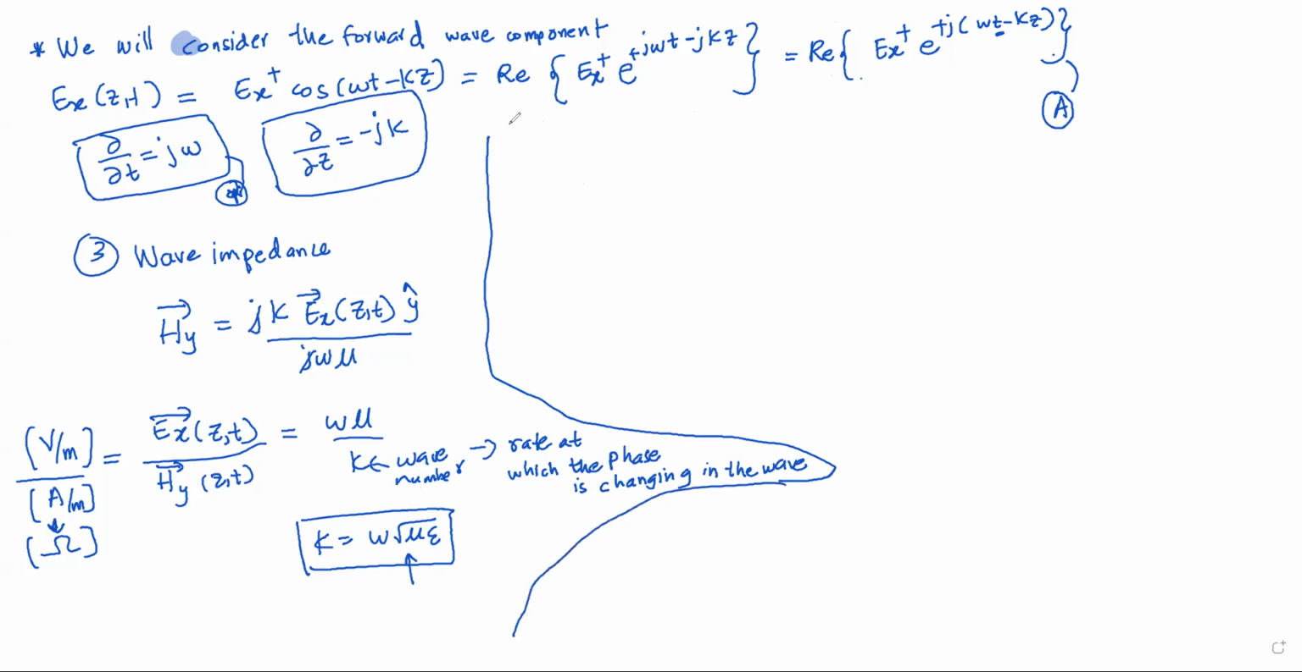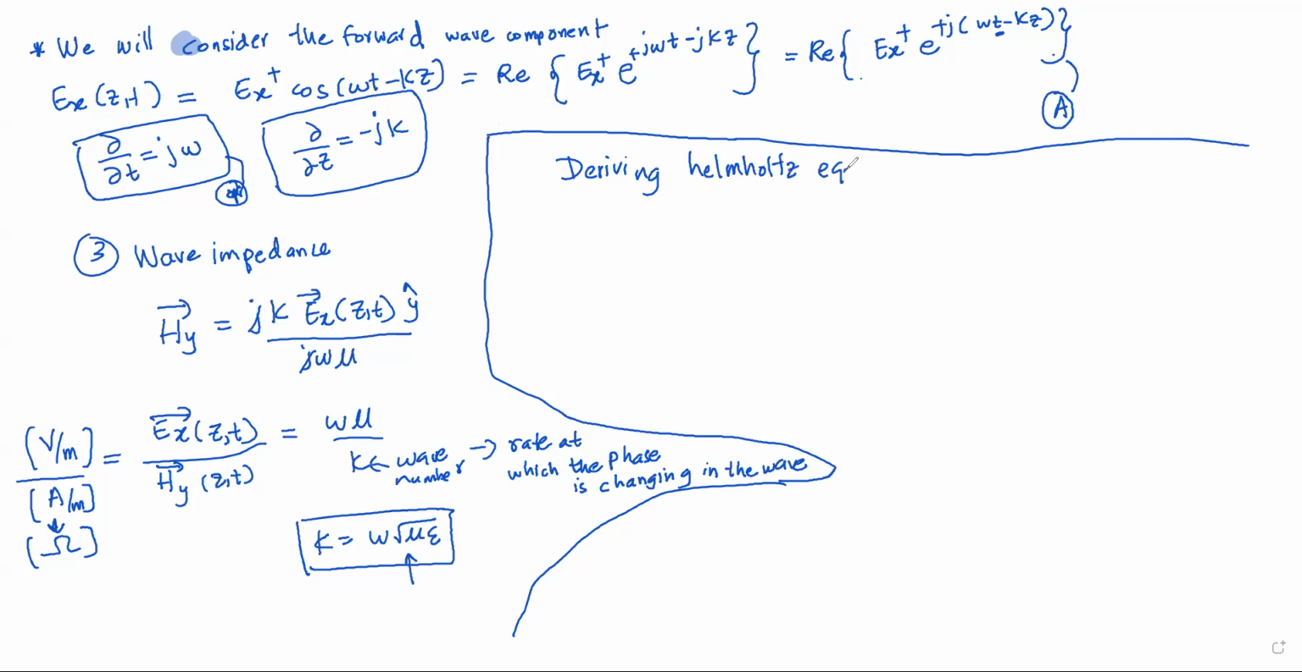This derivation is known as the Helmholtz equation derivation. So we are going to start deriving the Helmholtz equation. The Helmholtz equation was derived by a German scientist. This equation is used to actually understand the wave equation and simplify it further.